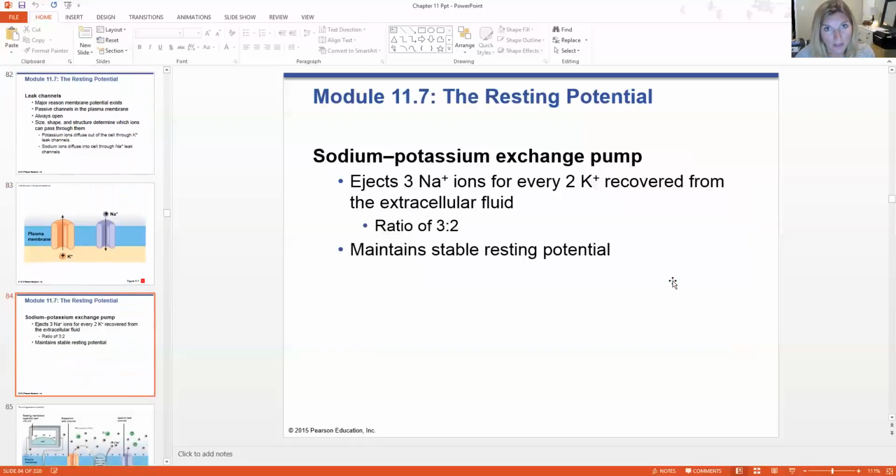So enter the sodium-potassium exchange pump. What the exchange pump does is it pumps those ions against their concentration gradient. We have lots of sodium outside the cell, lots of potassium inside the cell. They're wanting to leak like this, but the pump is forcing them back to where they belong, forcing them back on the correct side of the membrane, forcing the sodium out, forcing the potassium in. And it's a ratio of 3 to 2: 3 sodium ions for every 2 potassium ions. So in other words, 3 positive charges are leaving and only 2 positive charges are coming in, which means our cell's slightly negative.